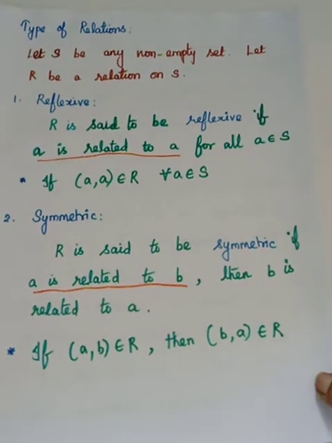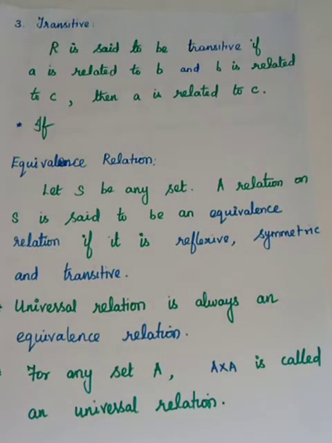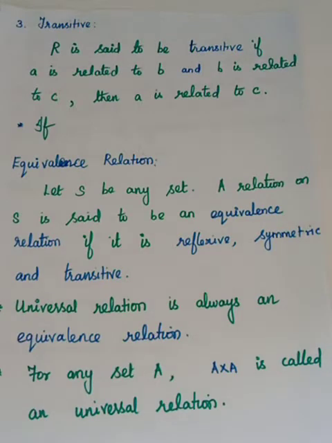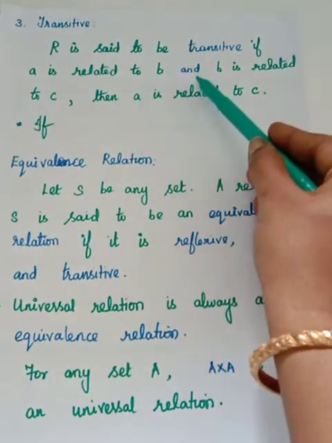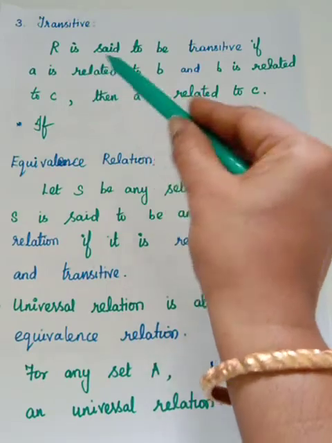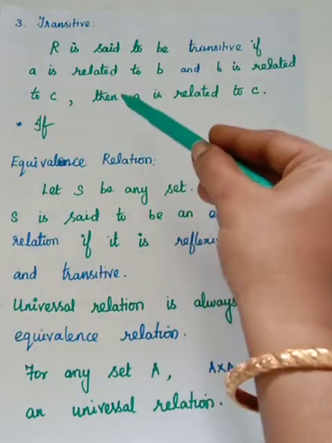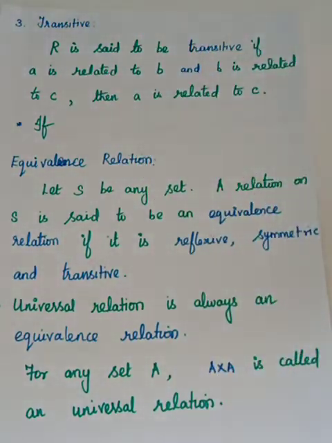Okay, so the next one, we are moving to the third one, that is transitive. So for transitive, we have to take two conditions. If two conditions happen, then we can write the third one. So R is said to be transitive if A is related to B and B is related to C. If these two conditions happen, then A is related to C. If it's so, that relation is said to be transitive.